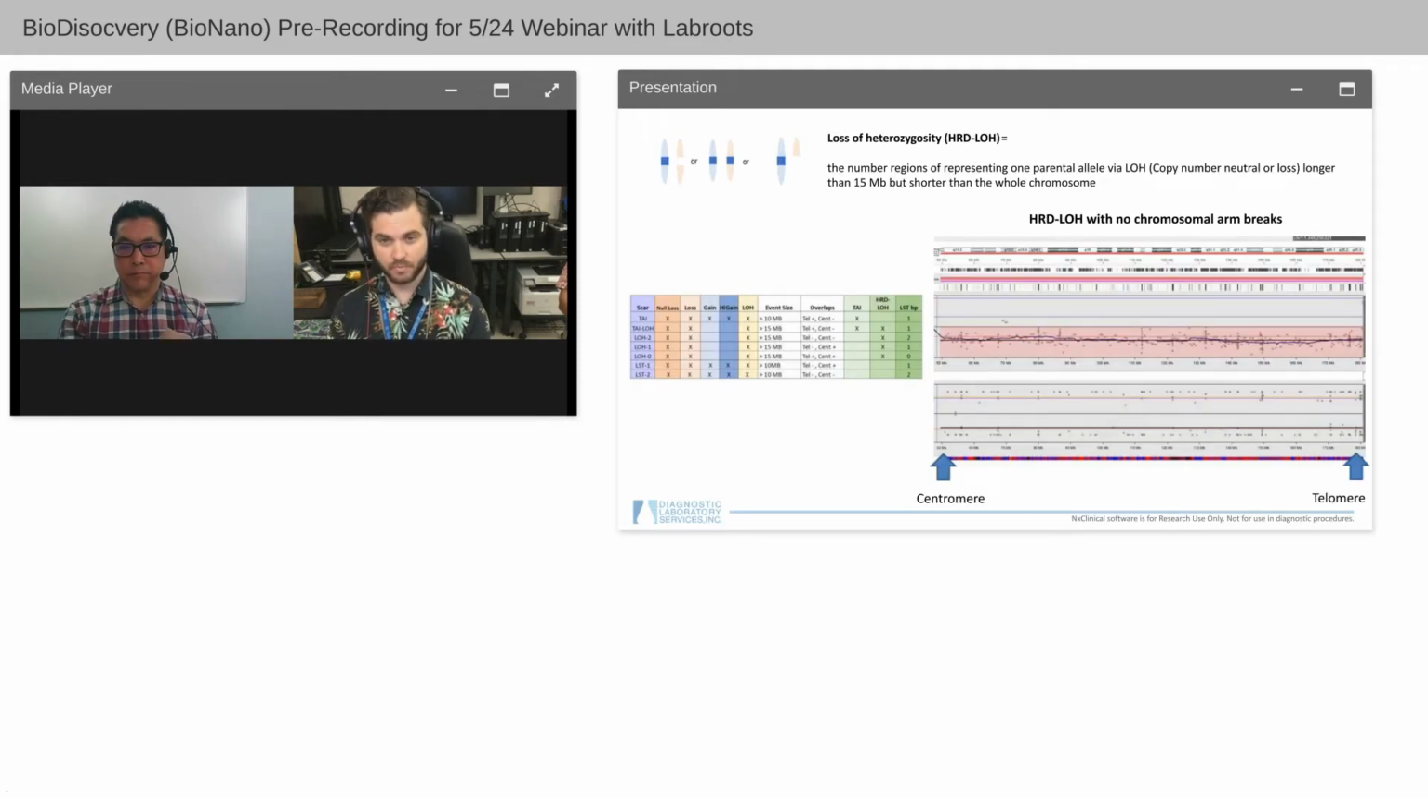In other examples, we have a Q arm loss, and this is classified as an HRD loss, but we have to exclude the 2 breakpoints, being that they land in the centromere and the telomeric regions.